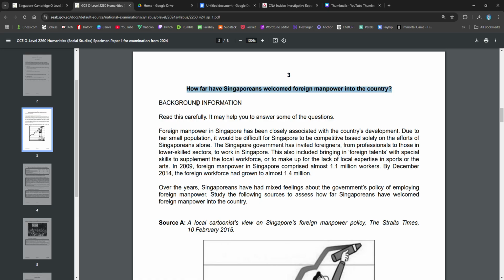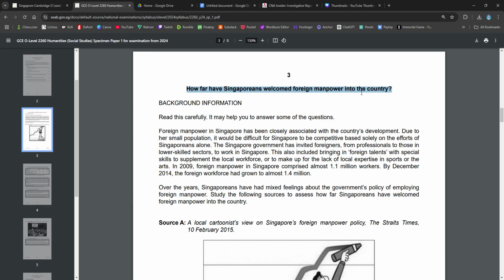Some people, when they took the prelims, the preliminary examinations before the national exams, did not check this. How far has Singapore welcomed foreign manpower into the country? You need to look at this question. Seriously, nobody reads this question and then they somehow get L1, like 1/1, or L2, not a lot of marks, because they never look at this big question.